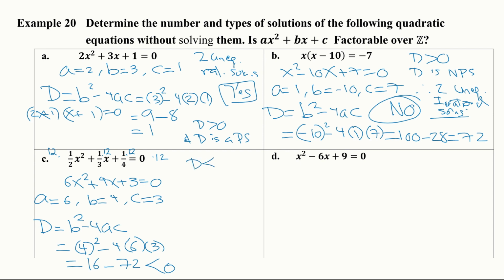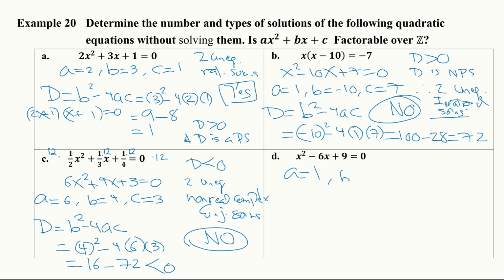D is less than 0, so therefore we're going to have two unequal non-real complex conjugate solutions, okay? And of course, these won't be factorable over the set of integers. All right, last one. So it's already in the right format, so we're ready. A is 1, B is negative 6, and C is 9.